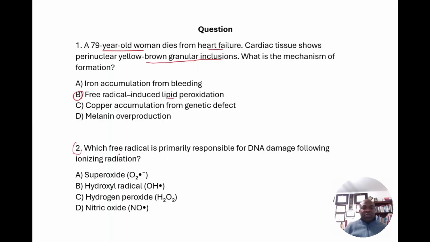And the second question there: which free radical is primarily responsible for DNA damage following ionizing radiation? The best answer there will be the most destructive free radical, which is hydroxyl free radical.